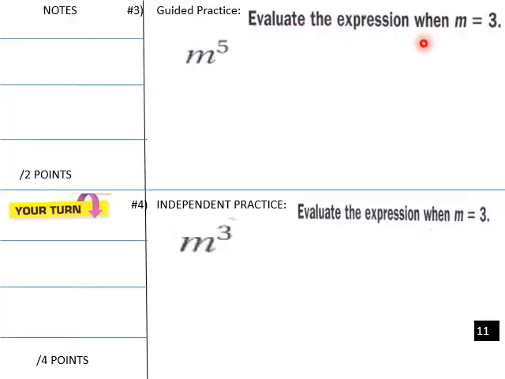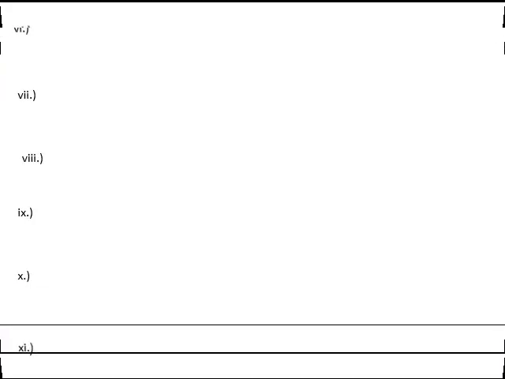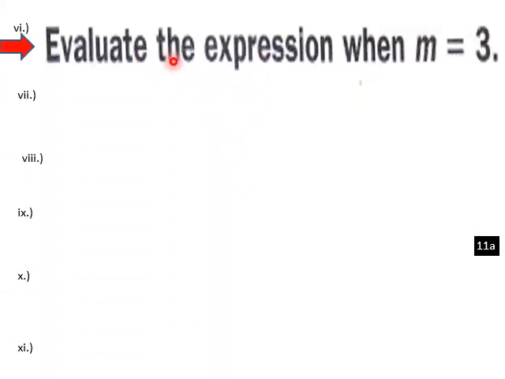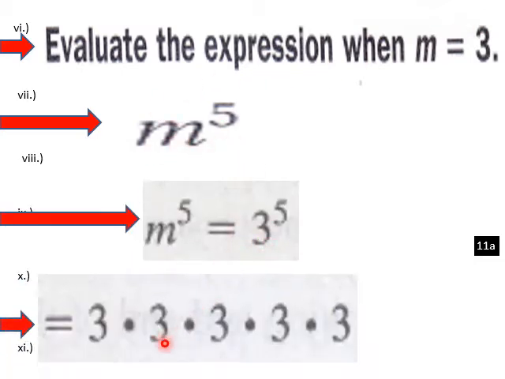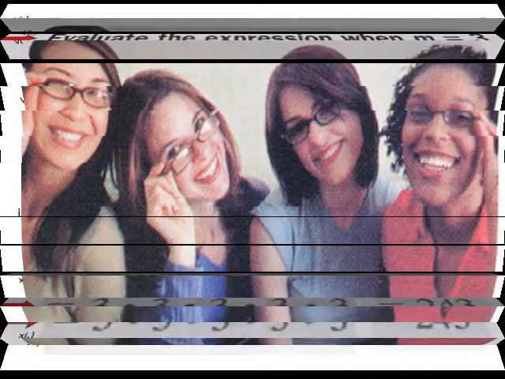Okay, evaluate this expression when m equals 3. So we'll plug in there. Students, this is yours down here. We'll do this one here as our guided practice. So for this one, evaluate the expression when m equals 3, m to the 5th. So we plug in here, m would be what now? 3 to the 5th power, which is what? 3 times 3 times 3 times 3 times 3, which is 243. This expression here, 3 to the 5th, is 243.